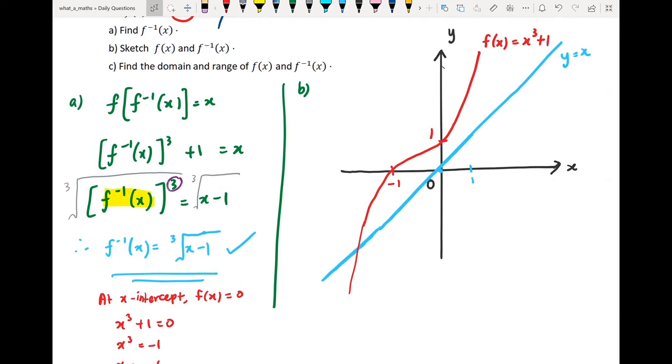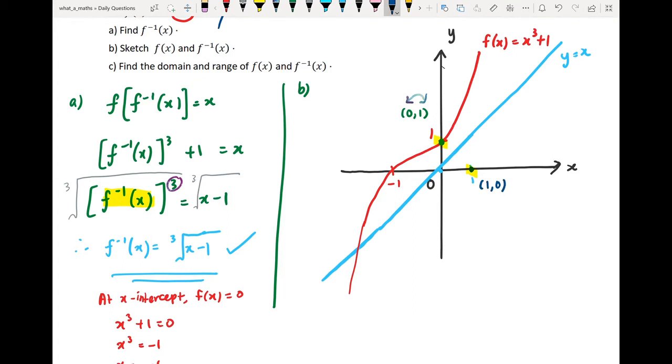The easiest way to do it is by playing with the intercepts. This point over here has the coordinate (0, 1). After I reflect it along the line y equals x, the values of x and y will swap places. So the new point will become (1, 0). It is over here. So this point at f(x), when it is reflected, will be here. I'll write down the coordinate (1, 0).